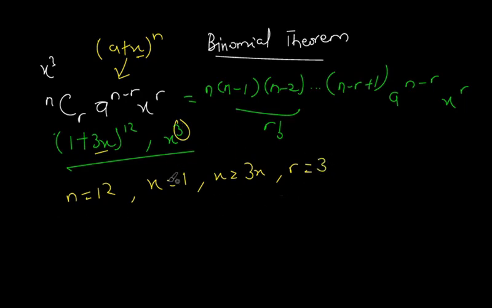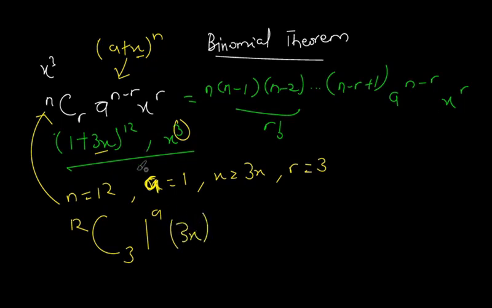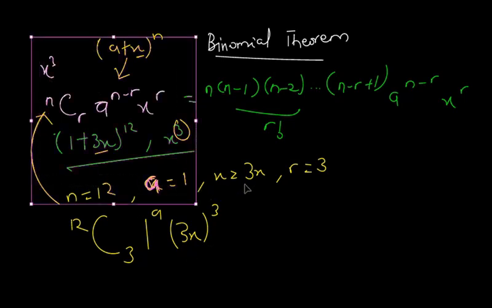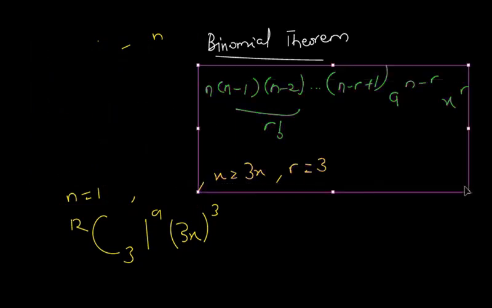So using this, let's put all of this into the formula. We have 12 combination r, which is 3. Then the a we have, where is our a? Oh, this is supposed to be a, sorry about that. So our a is 1. Then the n is 12, so 12 minus the r, which is 3, will give us 9. Then our x here is 3x, raised to the power r, and r is 3. So this is what we will get. I'm taking my time to explain everything so that you can understand to my maximum best.